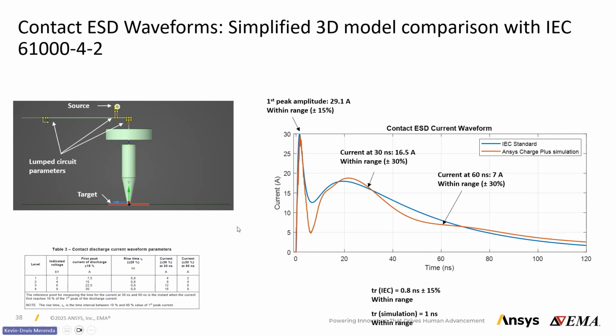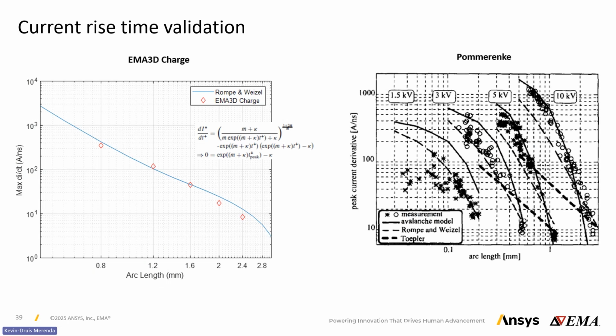Talking about rise time, we've done a lot of validation against the Rompe and Weizel model for the rise time. This shows us that the air chemistry parameters that we have in our system work very well for modeling the initial parts of the discharge and the breakdown voltage and the currents flowing through that first peak. So we can do that for various arc lengths. Here we can see a validation from 0.8 to about 3 millimeters, depending on the type of discharges and compared to the Rompe and Weizel model.